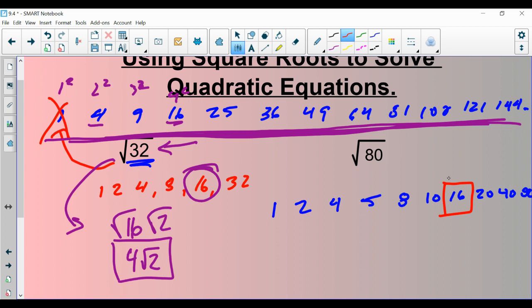And then 16 times what is 80? That would be 5. So the square root of 80 could be rewritten as the square root of 16 times the square root of 5. Trying to erase this here so it looks like the square root of 16. There we go. Square root of 16 times the square root of 5. Now this is not simplified because we can actually take the square root of 16, and the square root of 16 is 4. We'd end up with 4 root 5. That's our answer.